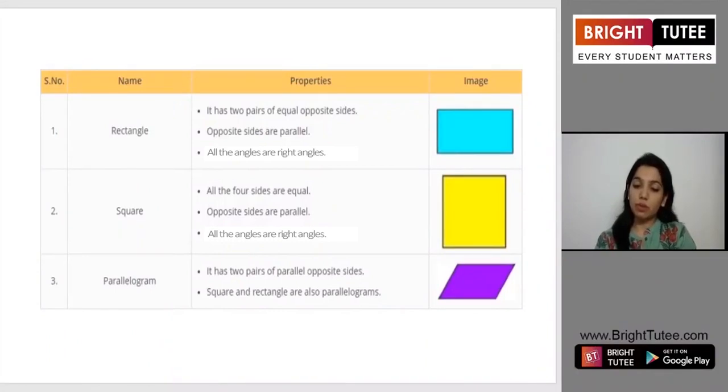Now comes the third point. All the angles are right angles. This is again a very important point. All the angles that you see here are 90 degrees in measure.